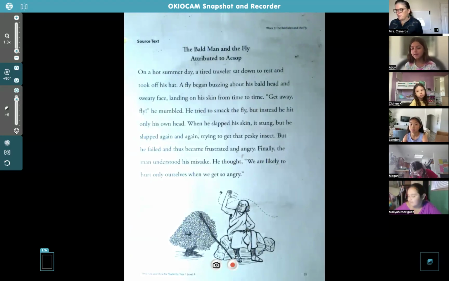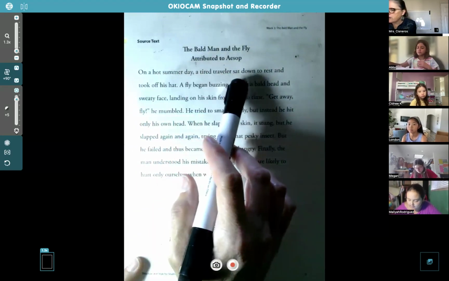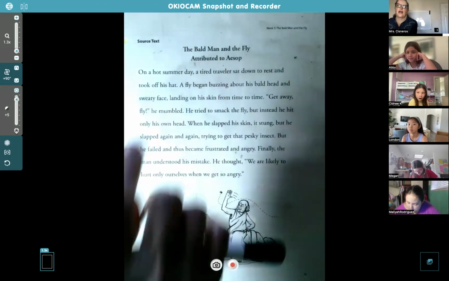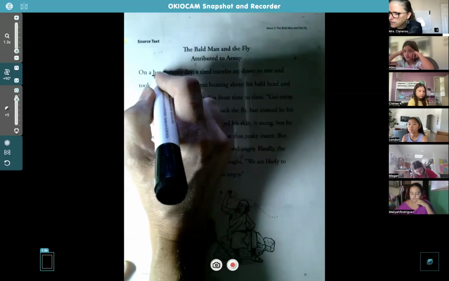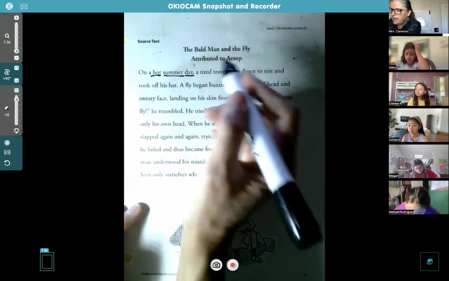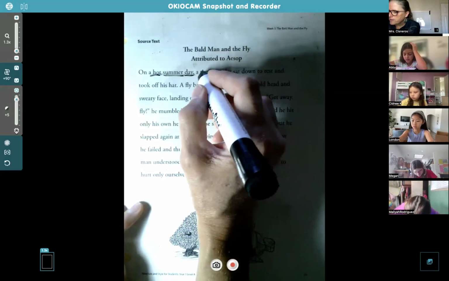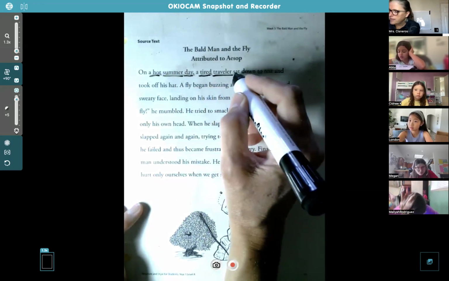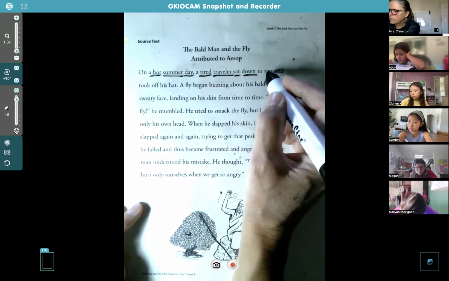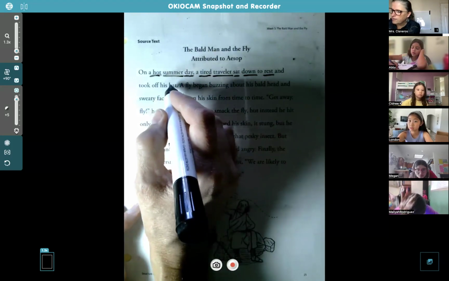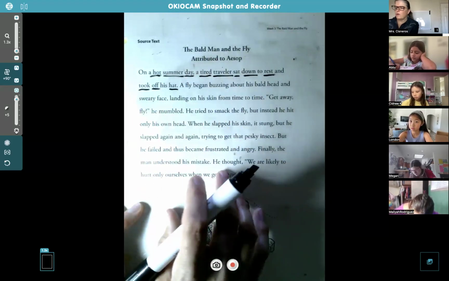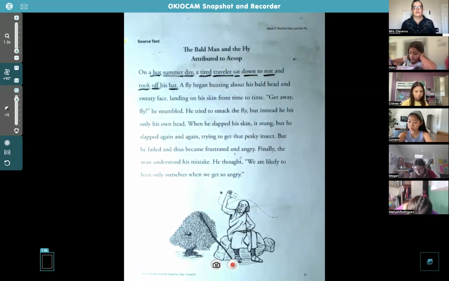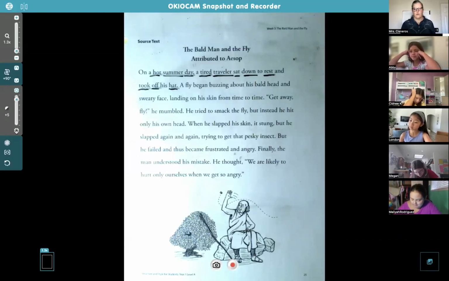So let's look at the first sentence here. On a hot summer day, a tired traveler sat down to rest and took off his hat. I'm going to underline hot summer day. Those are all good keywords. Tired traveler. This one has a lot of keywords in it. He sat down, rest, and then I'm going to put took off hat. Whoa, that's a lot. So I have hot summer day, tired traveler, sat down, rest, took off hat. Whew. Way too many. We can only have 3.